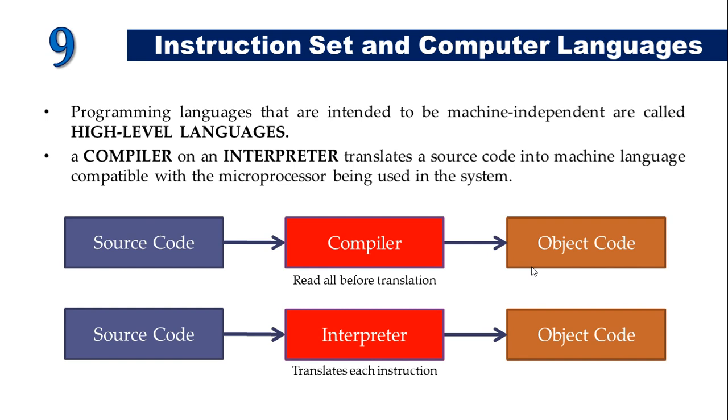So, yung mga programming languages natin that are intended to be machine independent, ang tawag natin doon high-level languages. No? Ibig sabihin, they can be operated in various machines or microprocessors. Meron din tayong tinatawag na compiler or an interpreter. So, ang trabaho ng compiler o kaya ng interpreter, they translate a source code ng tao or programmer into a machine language compatible with the microprocessor being used in the system. So, aside from having machine language, meron tayong assembly language, then meron tayong high-level languages. We also have this compiler and interpreter, no?